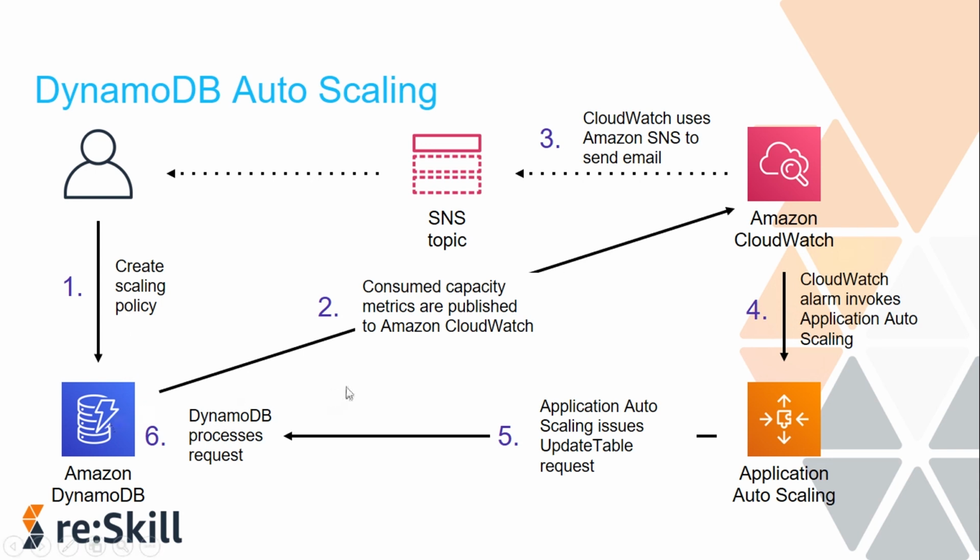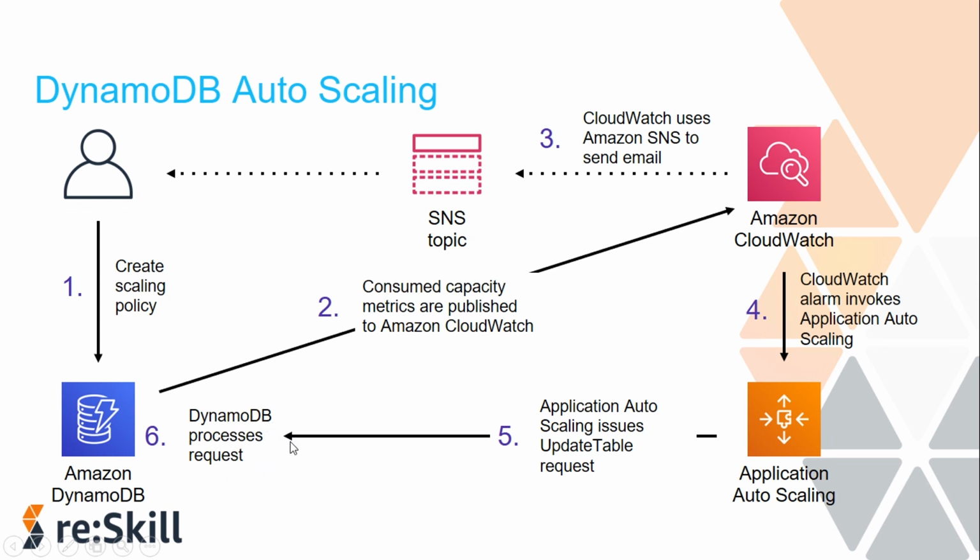Then DynamoDB will publish the consumed capacity units metrics to Amazon CloudWatch. If the table's consumed capacity exceeds your target utilization or falls below the target for a specific length of time, CloudWatch triggers an alarm. You can also use Amazon SNS, that is Simple Notification Service, to view the alarm in the CloudWatch console and receive notifications. Apart from that, CloudWatch will invoke Application Auto Scaling to evaluate the scaling policy that you created. Then auto scaling will issue an update table request to DynamoDB, which will adjust your table's provisioned capacity according to the request.